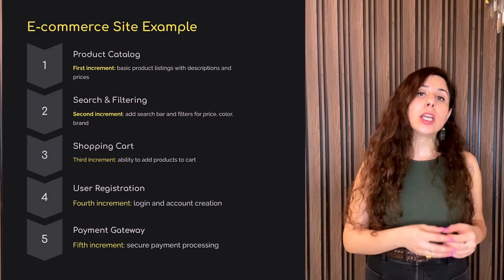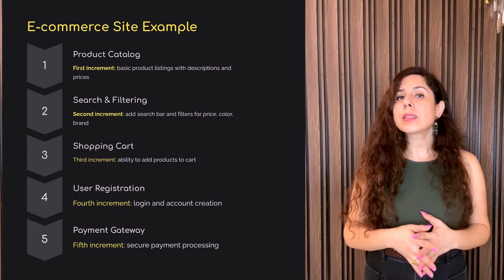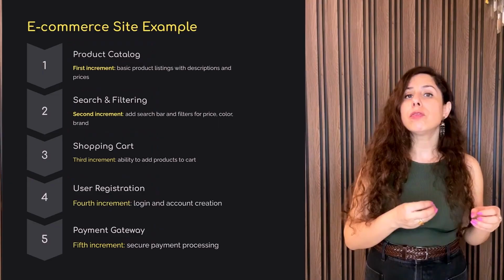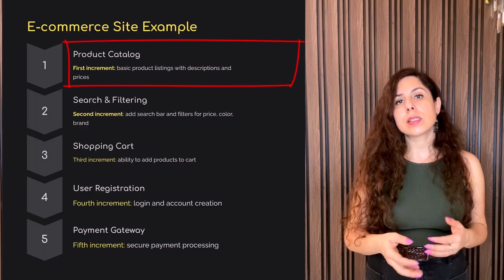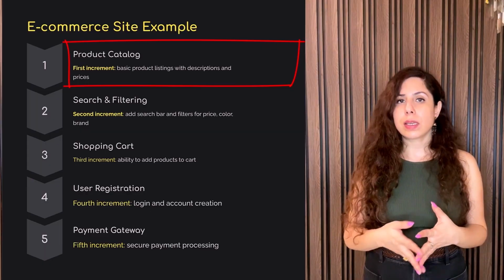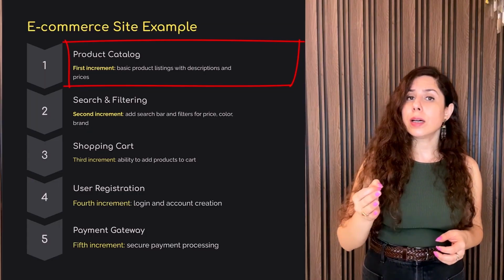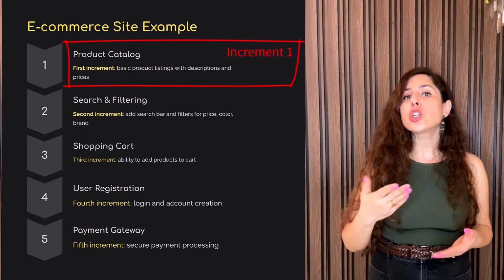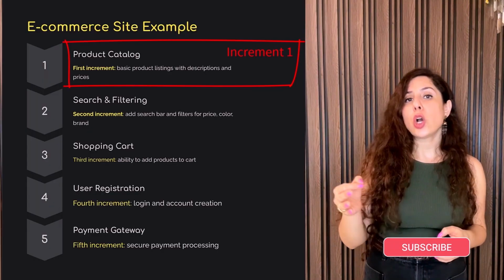Suppose we are building an e-commerce website for a customer to sell fashion-related products. What we'll do is we'll divide this software or e-commerce site into multiple modules. The first module could be the basic product catalog where users or site visitors can see the products available in the store along with descriptions, prices, etc. This module won't have a shopping cart or anything else, just the product catalog. So we'll take this product catalog as the first increment and show it to the customers.